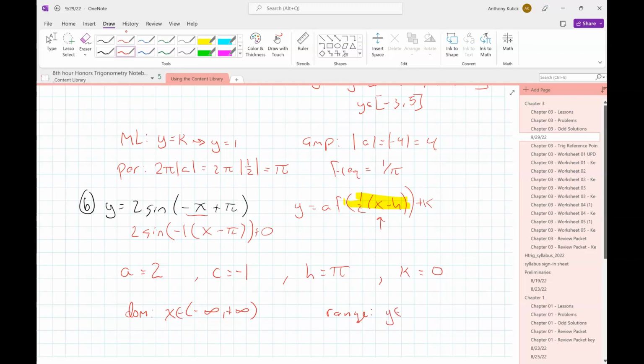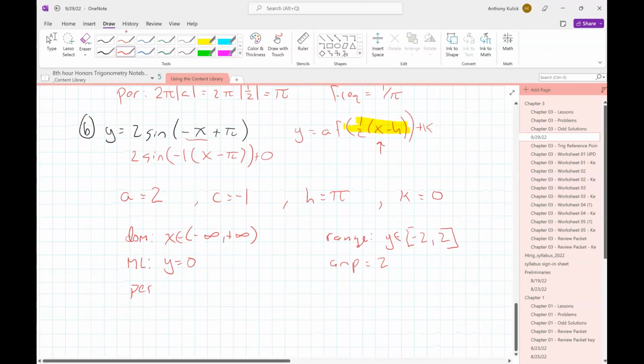Domain, still always all real numbers, right? No concerns there. What's the range going to be? -2 to 2. Very good. So 0 minus absolute value 2, 0 plus absolute value 2. The midline is y equals 0, not just 0. I would have said wrong, but you caught yourself. Good job. The amplitude is 2. Yep.